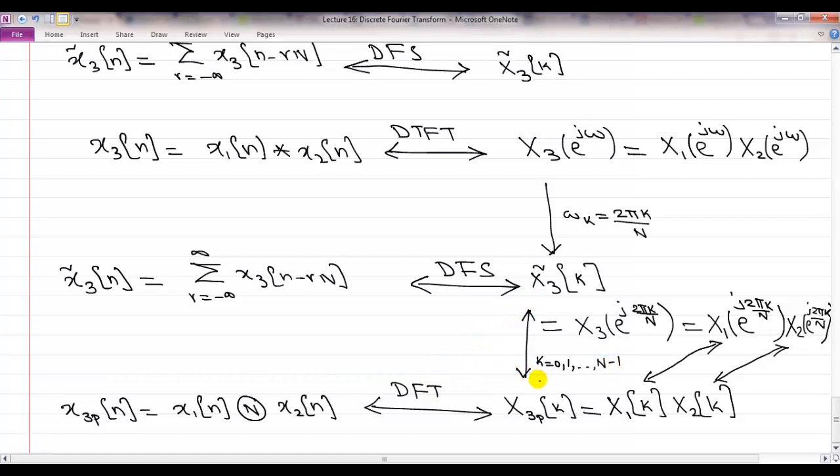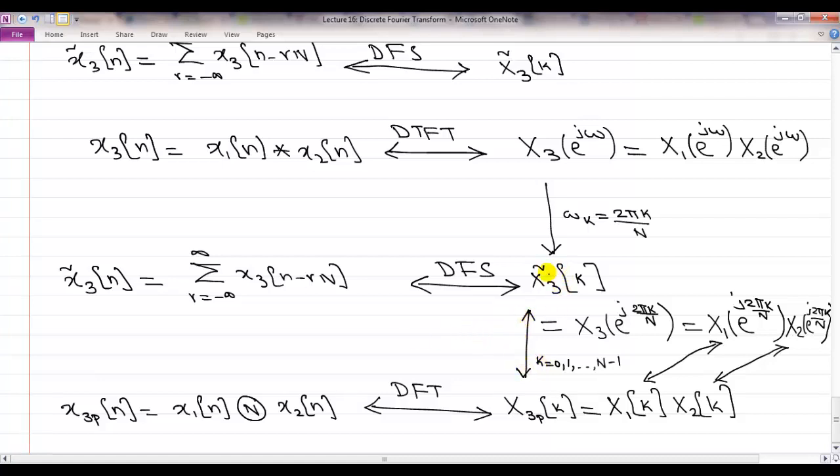So if we have a sequence which is one period of the discrete Fourier series coefficients, then in the time domain, what is the relationship between the periodic time domain signal and the aperiodic inverse discrete Fourier transform sequence? They are also related to each other through one period.